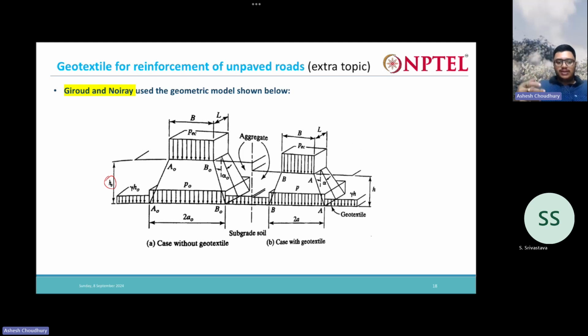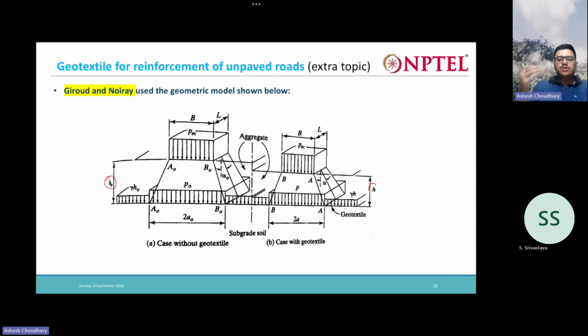Now when we use geotextile, this height actually gets reduced to small h. That means with the use of geotextile we can reduce the thickness of the aggregates that is to be used from h naught to h. For a many kilometer long road, if you reduce the thickness of the aggregates, you can save a lot of cost, and it is more sustainable, right? Because a lesser amount of aggregates you need to carry from somewhere and place over the road. So it is more economical.